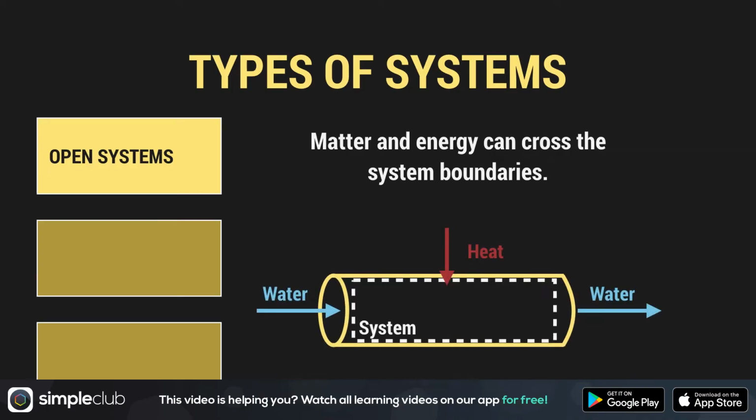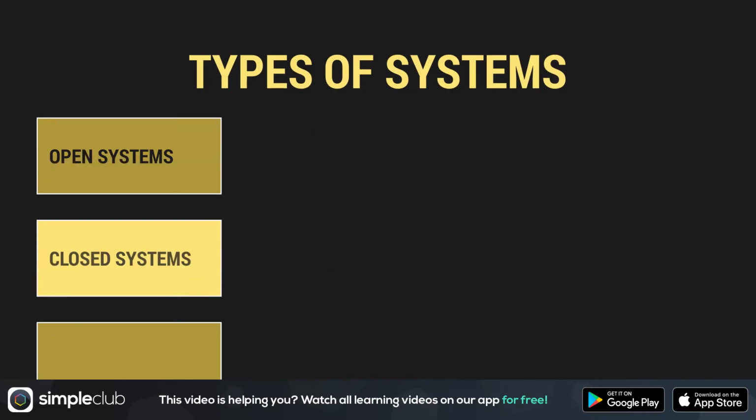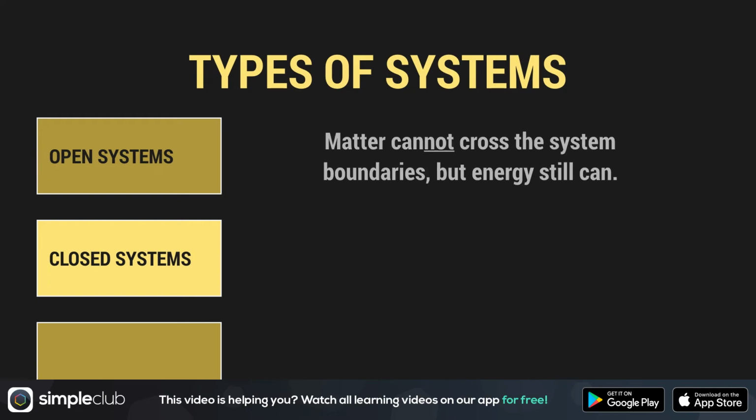Here, water flows through a tube, and obviously it comes out again at the other end. This water might be heated at one point, for example. If we take a look at our system, we can see that both matter and energy can cross the boundaries of the system. For our second example, we have the so-called closed system. The difference between this and an open system is that for a closed system, matter cannot cross the boundary of the system. Can't go in, can't come out.